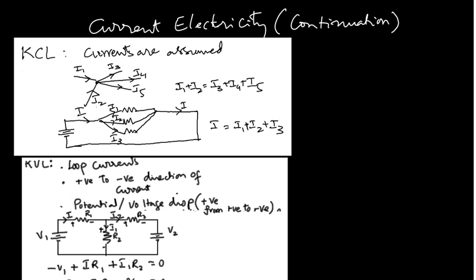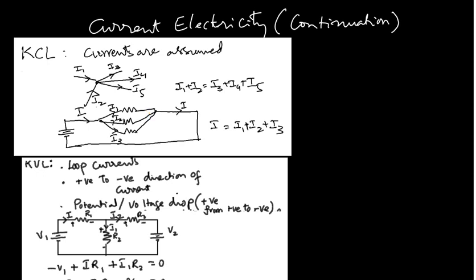So an example circuit is like this. For example, you have a battery connected here. Current enters this node. This is the junction here. So at this junction, it splits into I1, I2, I3. So this I equals I1 plus I2 plus I3.